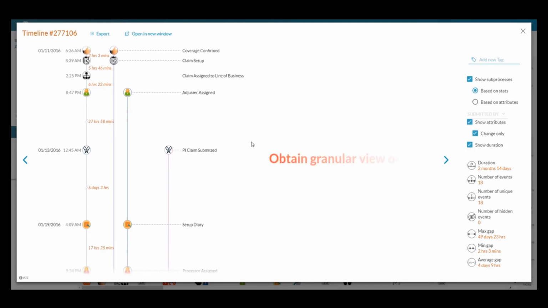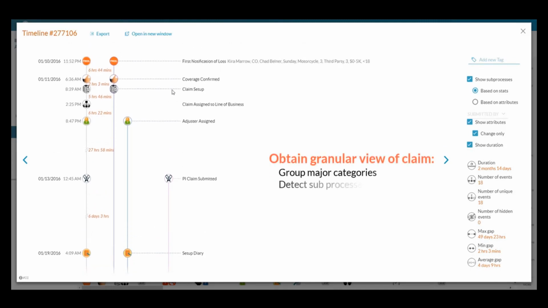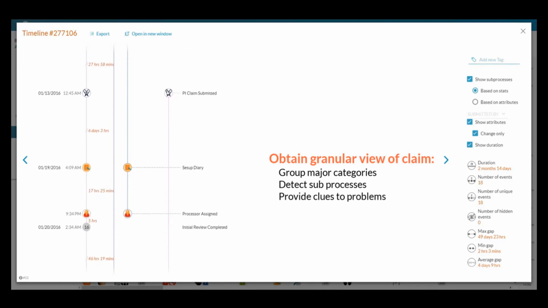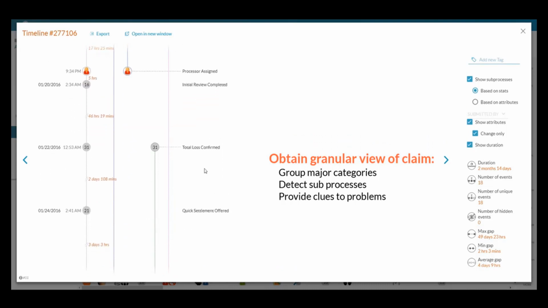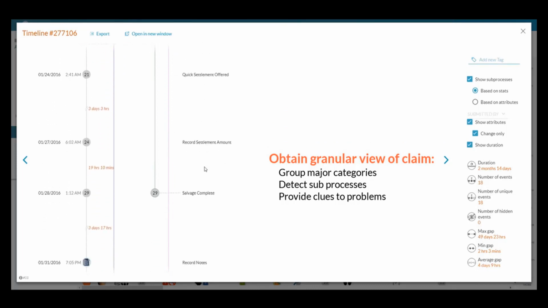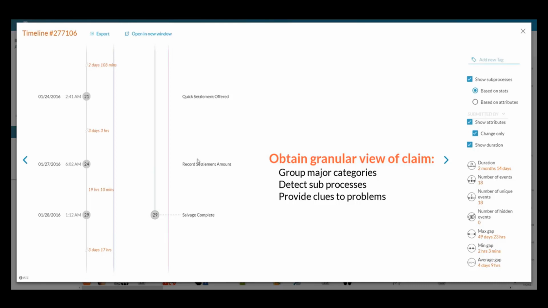So in other words, it automatically detected those which are done as sub or parallel processes and has grouped them out together. So for example, every claim should expect to have a first notice of loss event along with a coverage confirmation and a fraud check, but not every claim is going to have a personal injury claim associated with it, maybe a rental car or total loss with corresponding salvage information. And you can see those broken out here and grouped together as sub-processes.